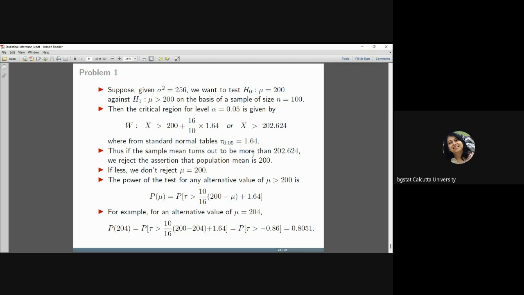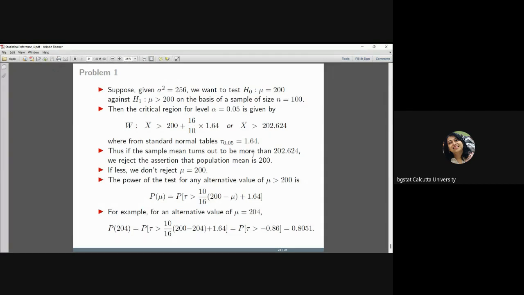So this value turns out to be 202.624. So the decision rule is that we reject H naught if x bar is greater than 202.624. The power, similarly, we can calculate as the probability that the standard normal distribution is greater than root n by sigma times mu naught minus mu 1 plus tau alpha. So it's possible to calculate these probabilities either from software or from what we call the biometrica tables.